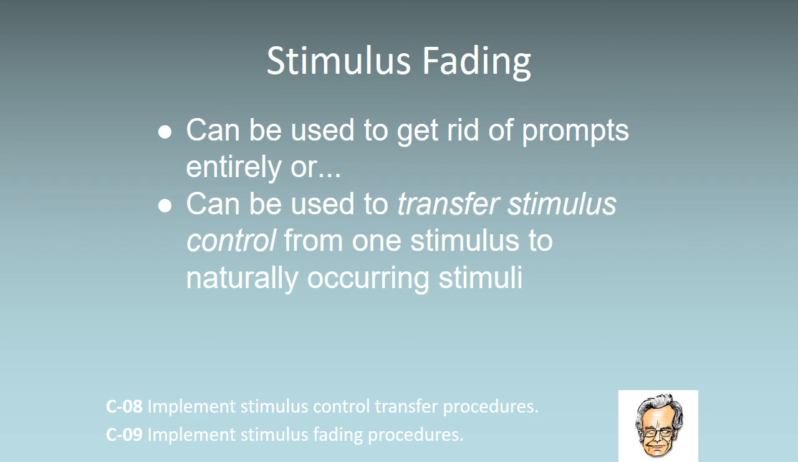Stimulus fading can be used to get rid of prompts entirely, or it can be used to transfer stimulus control from one stimulus to a more naturally occurring one. What does that mean?